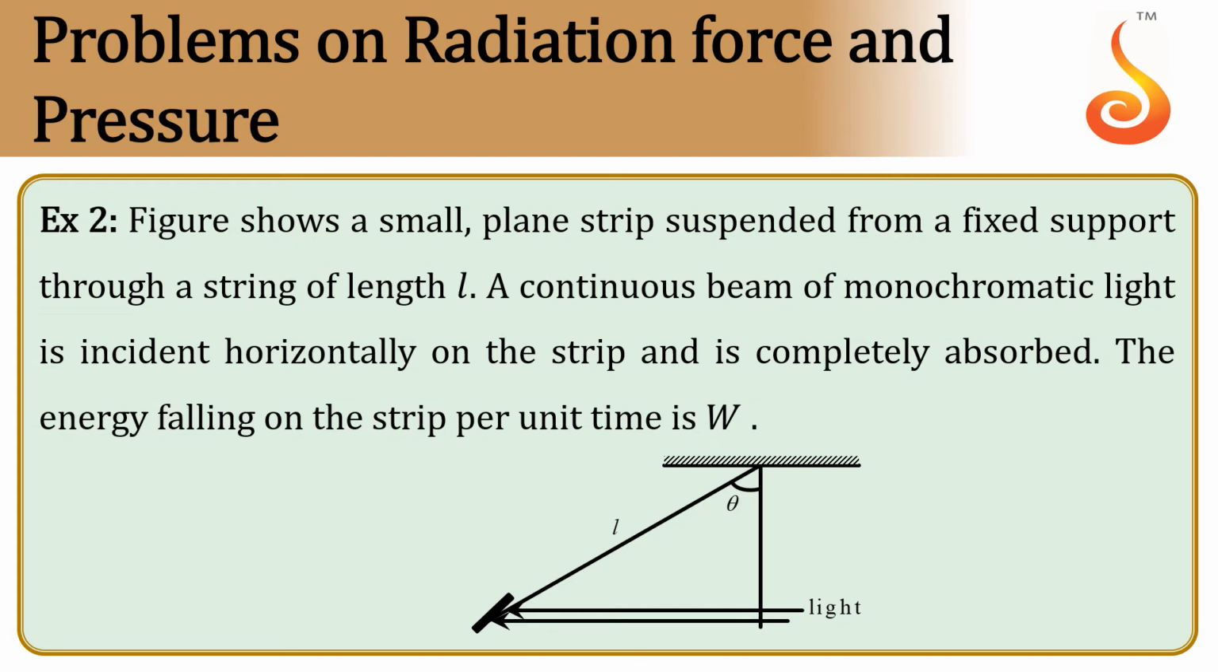Example 2. Figure shows a small plane strip suspended from a fixed support through a string of length L. A continuous beam of monochromatic light is incident horizontally on the strip and is completely absorbed. The energy falling on the strip per unit time is W.